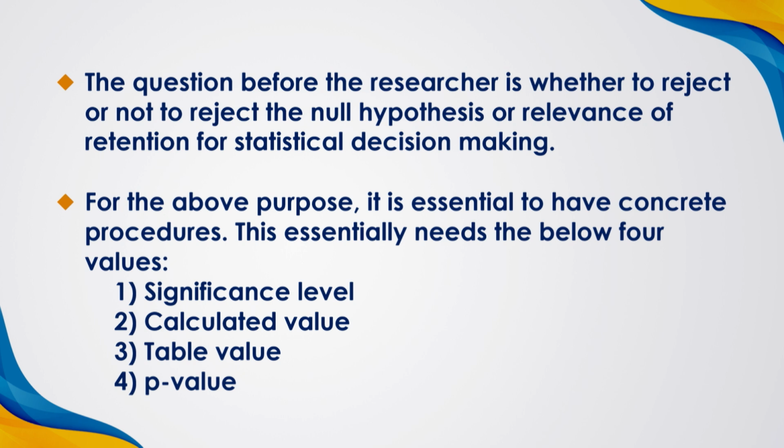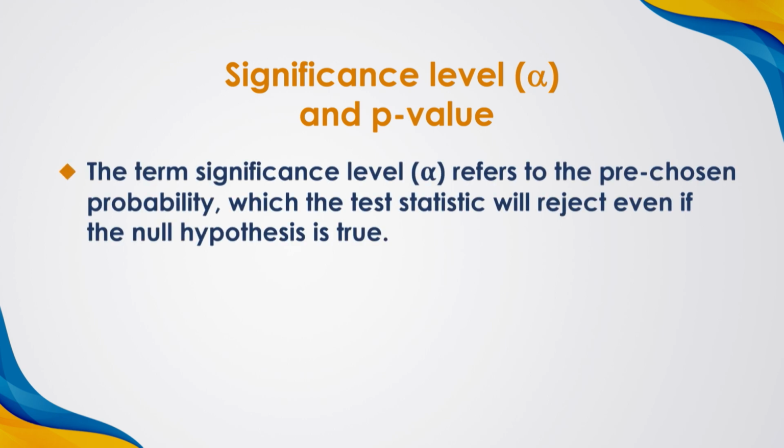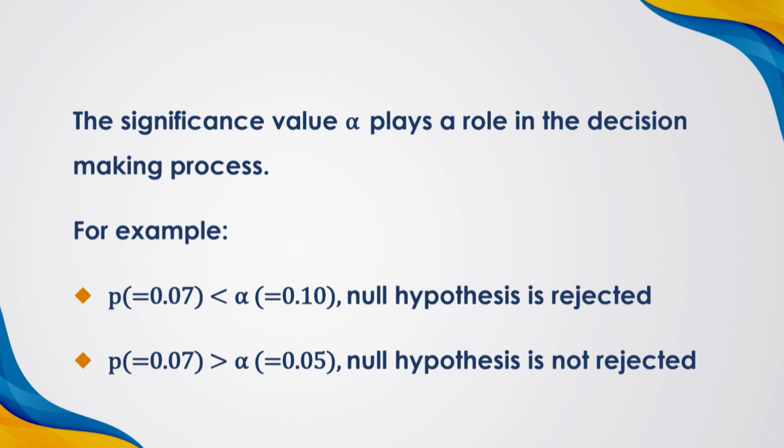This essentially needs the below 4 values: significance level, calculated value, table value and p value. Significance level alpha and p value. The term significance level, which is denoted by alpha, refers to the pre-chosen probability at which the test statistic will reject the null hypothesis even if it is true. The lower the significance level, the more significant the result. The significance value alpha plays a role in the decision making process.